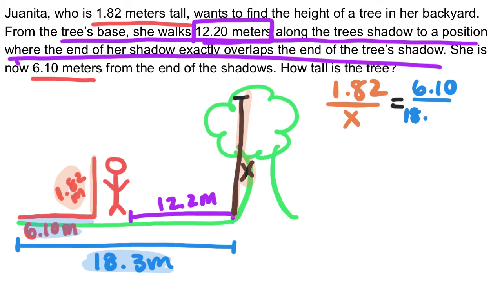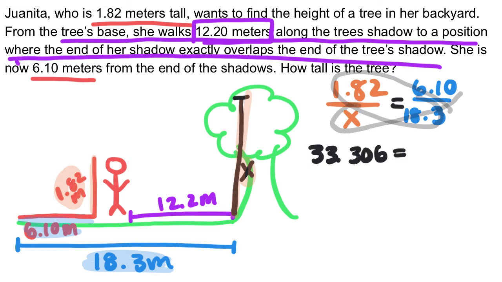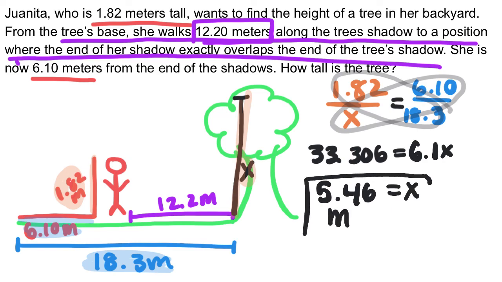So this is 18.3. Now to solve, we're going to cross multiply like we normally would. So I would have 1.82 times the 18.3, which gives you a value of 33.306, and x times 6.1, which gives you a value of 6.1x, and then you would divide both sides by 6.1 to get your answer as 5.46 equals x, and we know that this is given in meters.